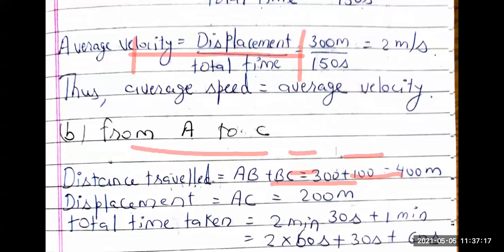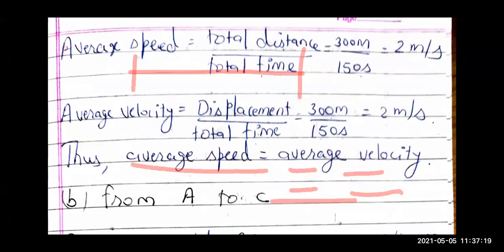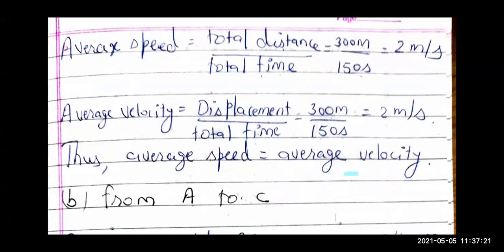So if you see the next slide, average speed. Average speed is total distance by total time. Total distance 300 meter, time is 150. So the answer is, average speed is 2 meter per second, right?